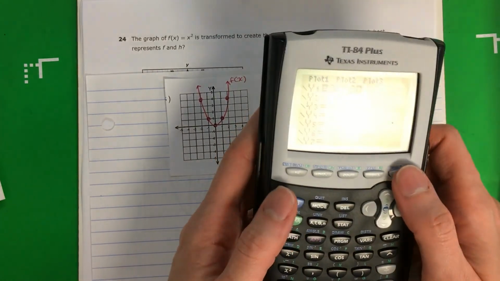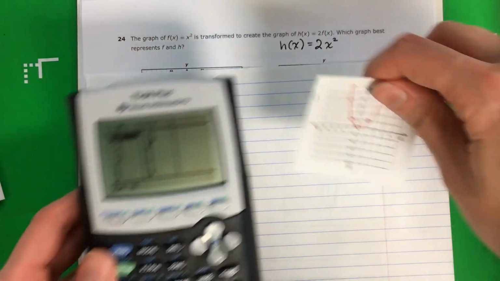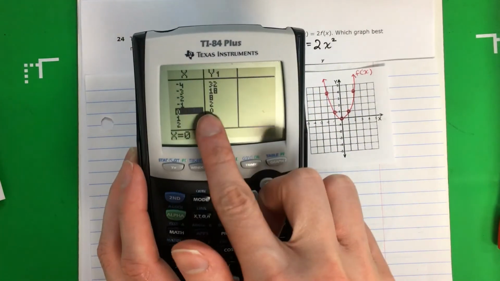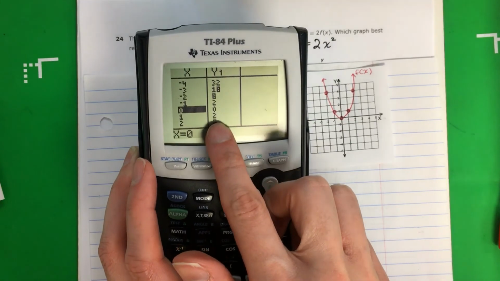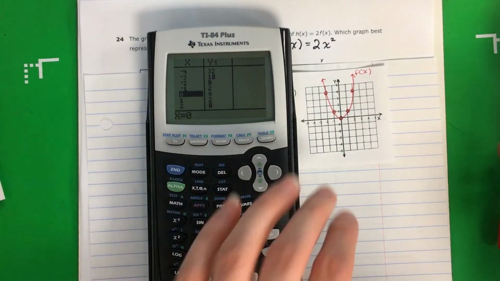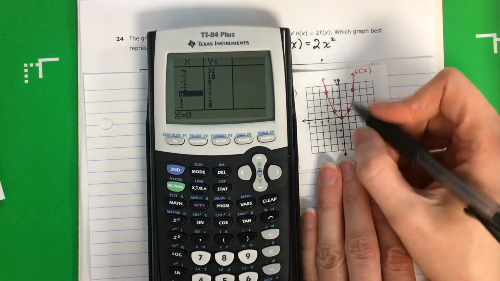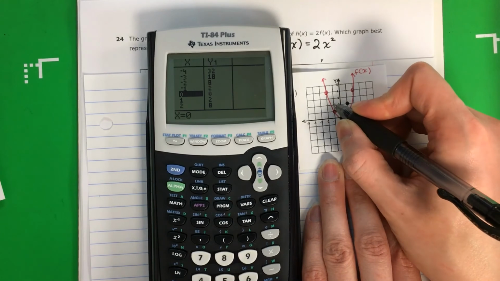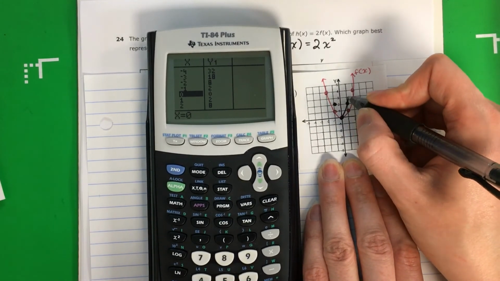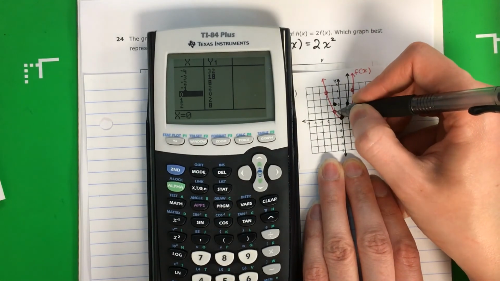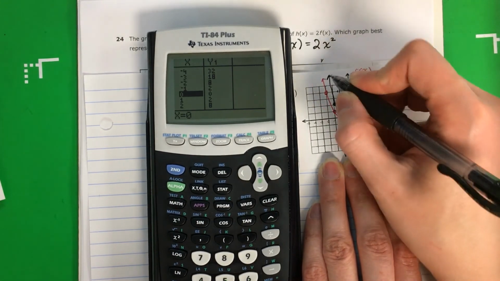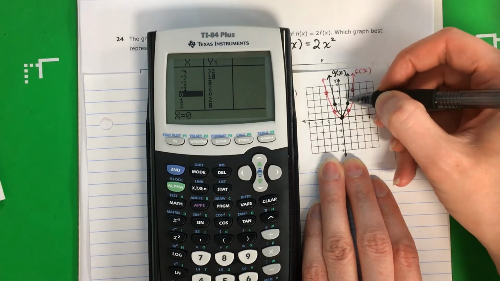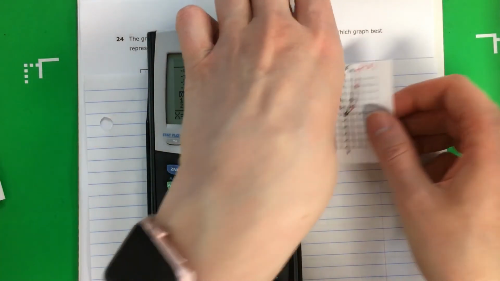So I'm going to put in the calculator 2x squared. Go to the table, and we need to find the vertex. The vertex is at 0, 0. As you can see, there's a 2 up and a 2 down. So I'm going to put the point 0, 0. And I'm going to put 1, 2, and negative 1, 2. And I'm going to make it a little u here. And I'm going to put the name. This is g of x. So it looks like the g is inside of the f, as you can see here.